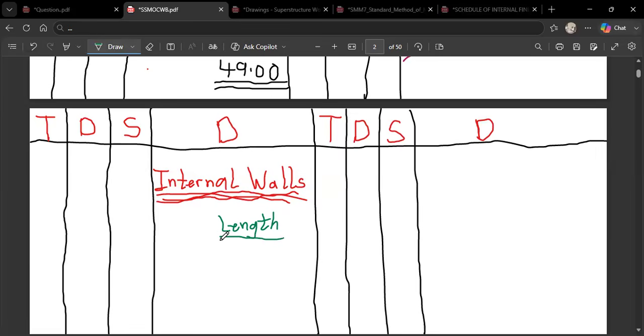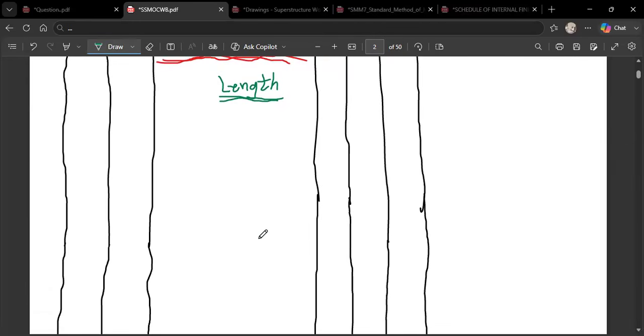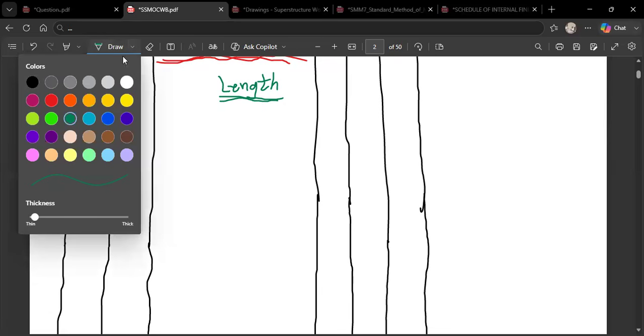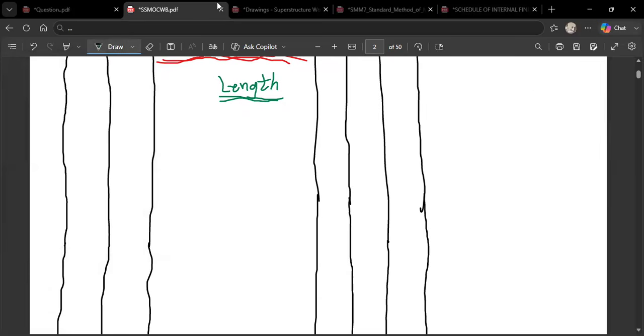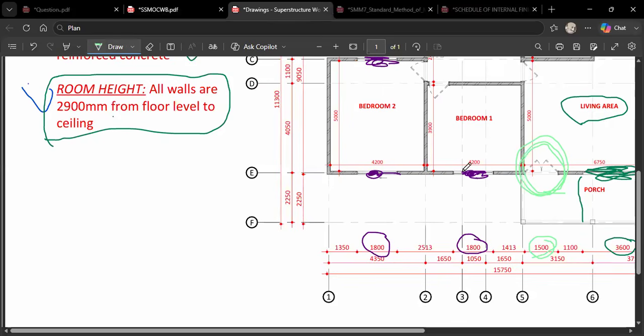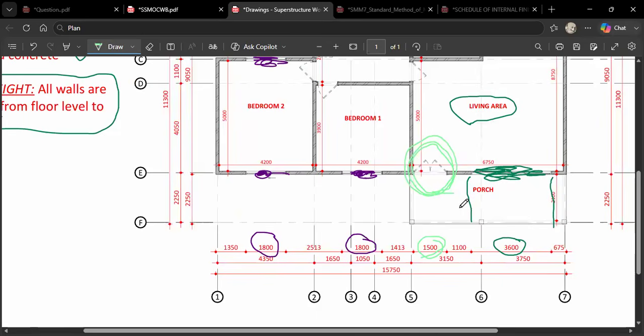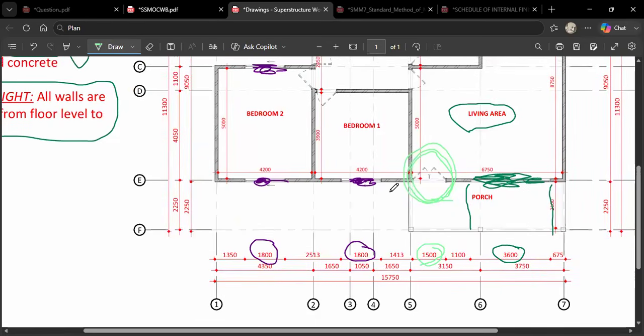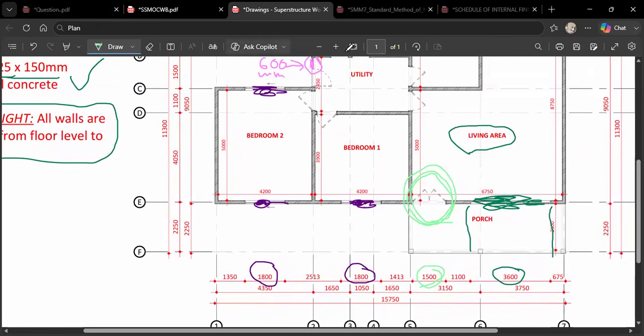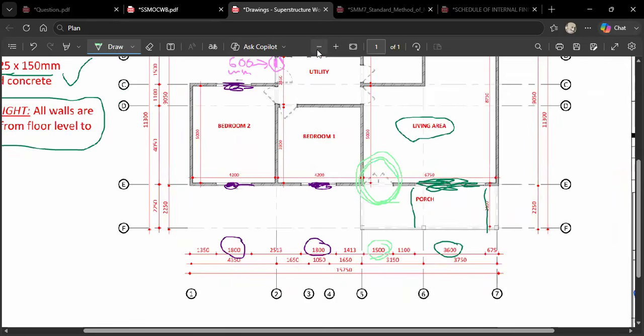So this is the length. And for the length of the internal walls, we're going to be taking them in bits. From the drawing, I can clean all the lengths I have done so that it can be a bit neat for us to use to analyze the problem we're about to answer.